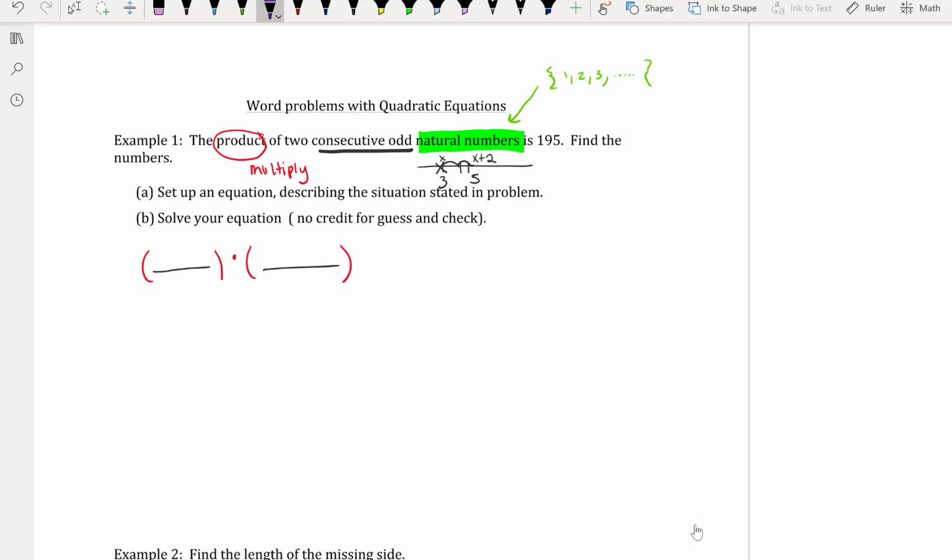You're multiplying two numbers together, and that tells you that it's equal to 195. So if I'm looking at two consecutive odd integers, I know the first one, I don't know what it is, it's x. But I know to count to the next odd integer, let's say we start at 3 to get to 5, what you do is you add 2. So x plus 2. So you really have x times x plus 2 is equal to 195.